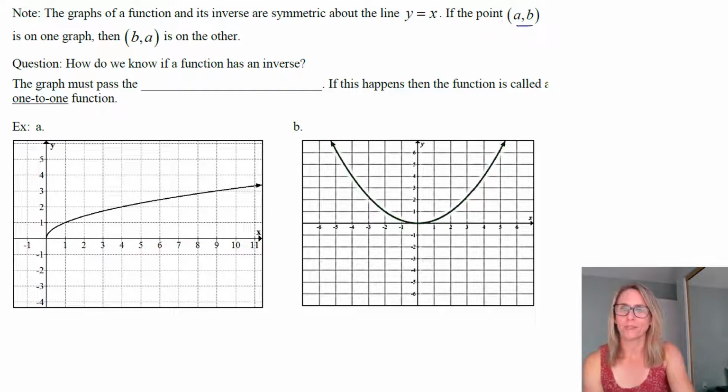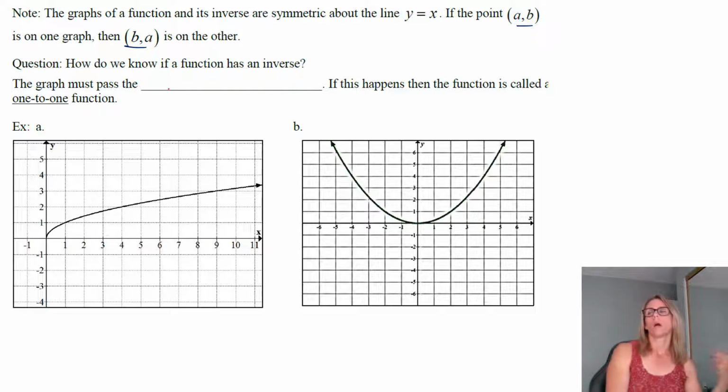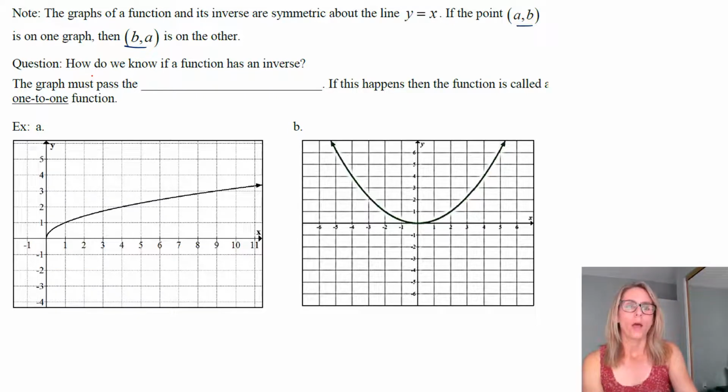If two functions are inverses, and you have a, b on one, you're going to have b, a on the inverse. Now, you might think, well then, I guess all functions have inverses. No. Not all functions have inverses. In order to have an inverse, you must pass the horizontal line test.